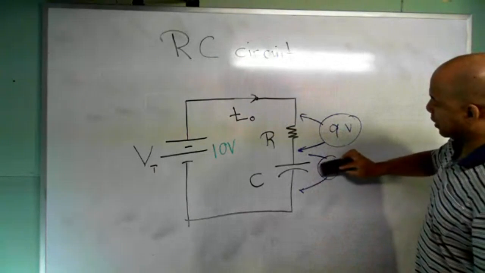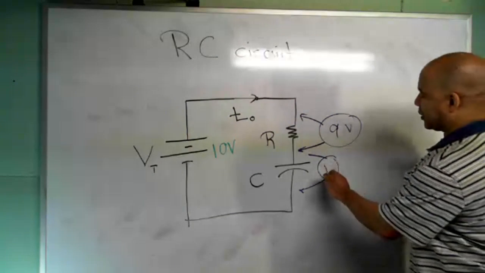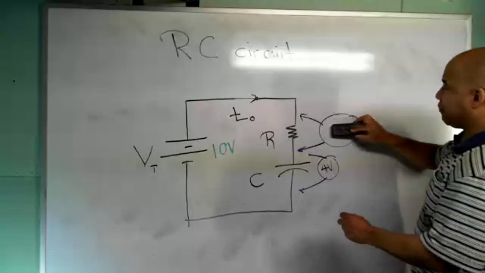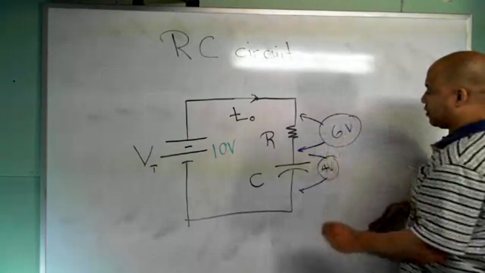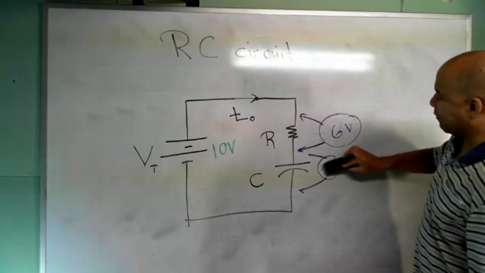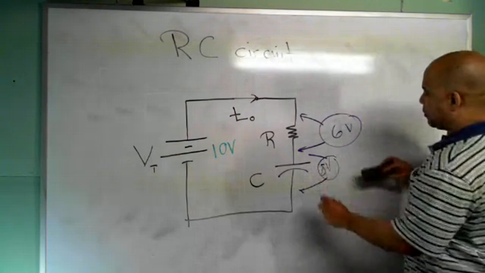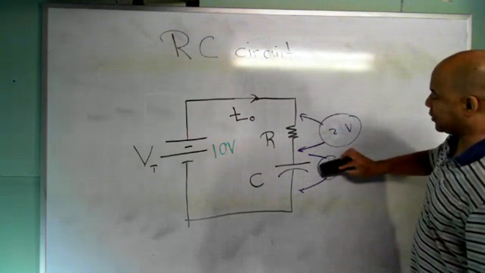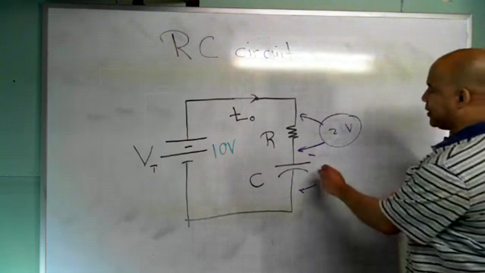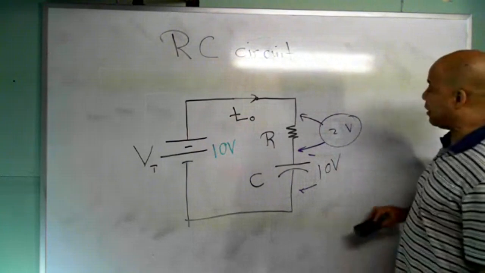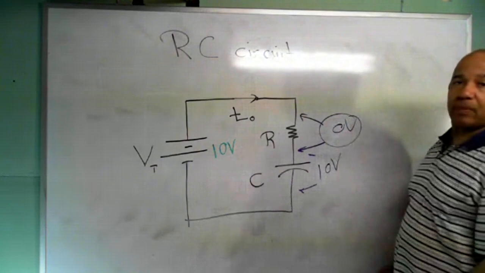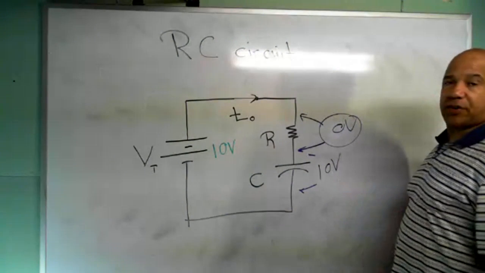And this will charge up to 4 volts. Let's say it charges up to 4 volts. Well, that's 4. That means that this has dropped to 6 volts. Eventually, this will reach 8 volts, which means that this has to drop to 2 volts. And eventually, this will charge completely up. I'll get 10 volts across my capacitor, and that means the voltage across the resistor now is 0 volts. I fully charged the capacitor.